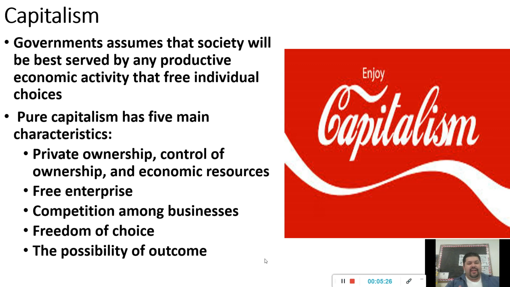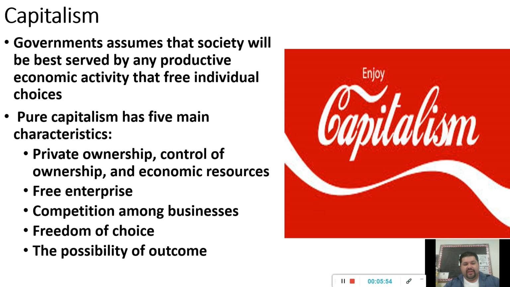So we're going to be looking at capitalism first. All right. Now, under capitalism, the government assumes that society will best be served by any productive economic activity that results from free individual choices. So, in other words, the choices you make will make the society and the economics in that country better.